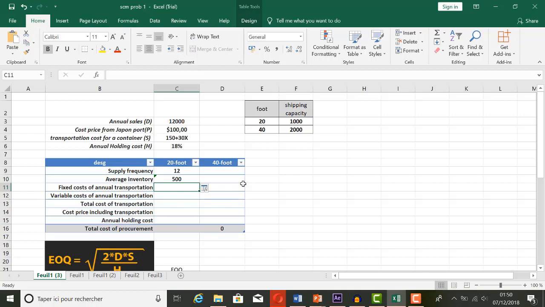And now for the fixed cost of annual transportation, this will equal 150 times the supply frequency. That will give us $1,800. For the variable one, it will be 30 times the corresponding container, which is 20 times the supply frequency, which equals $7,200. The total cost of transportation will be simply the sum of these two costs, which is $9,000.